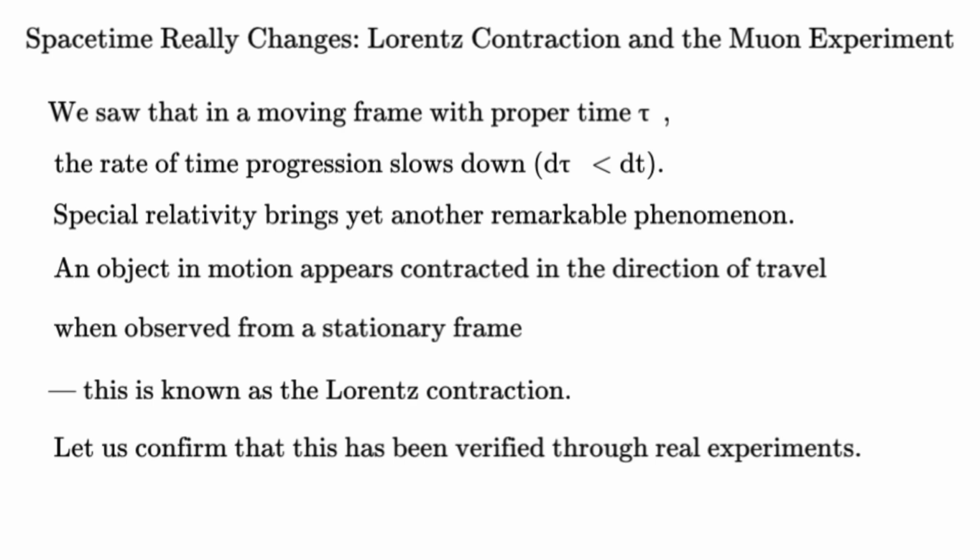Space-time really changes. Lorentz contraction and the muon experiment. We saw that in a moving frame with proper time tau, the rate of time progression slows down, d tau less than dt. Special relativity brings yet another remarkable phenomenon. An object in motion appears contracted in the direction of travel when observed from a stationary frame. This is known as the Lorentz contraction. Let us confirm that this has been verified through real experiments.